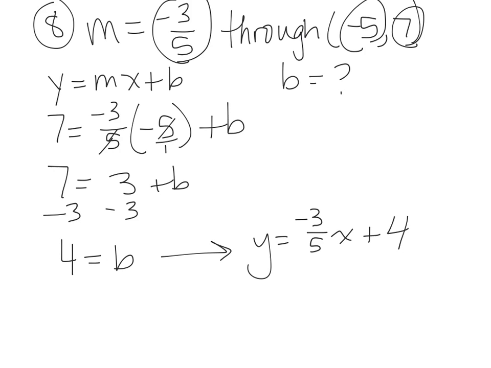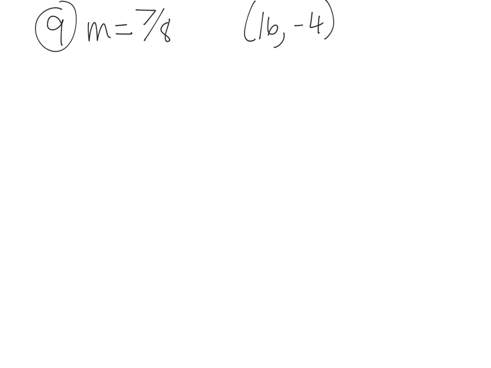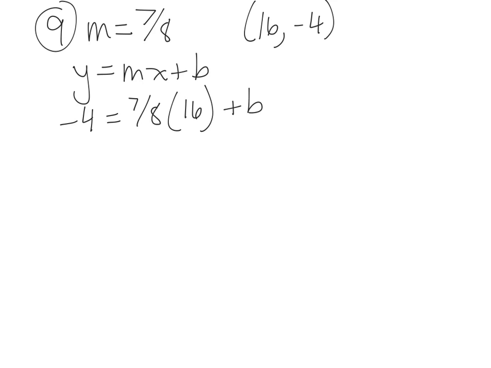Let me look and see about number 9, see if I can add that to this video. Yep, so I'm going to try. Number 9. Same problem, we want slope = 7/8 through the point (16, -4), and it wants it in slope-intercept form. So again, I'm going to plug all this into y = mx + b and solve for b. So -4 = 7/8 times 16 + b.